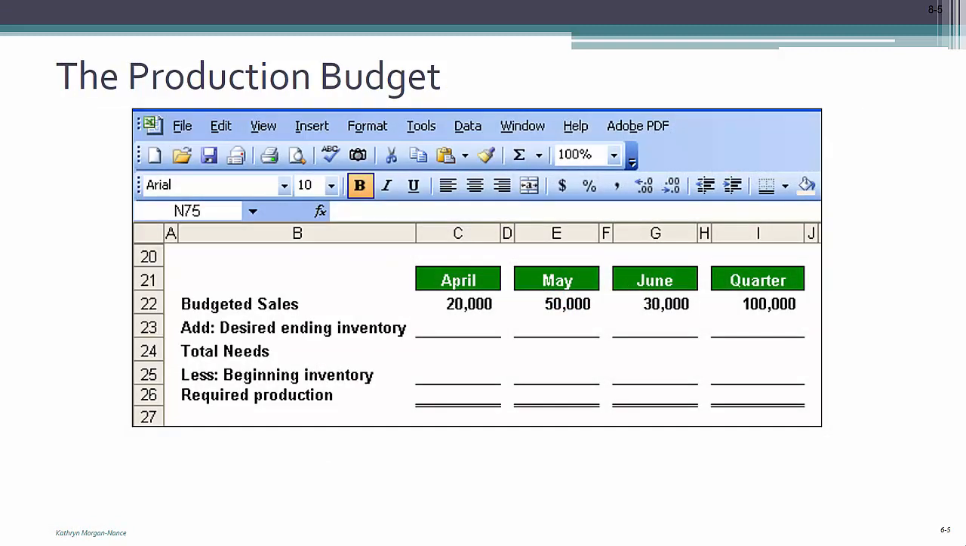The production budget is a units-only type of budget. There is no cost. We're just coming up with production quantities. The quantity produced should be based upon the quantities you expect to sell, adjusted for beginning and ending inventories. Thus, the first step in preparing the production budget is to insert the budgeted sales in units from the sales budget.